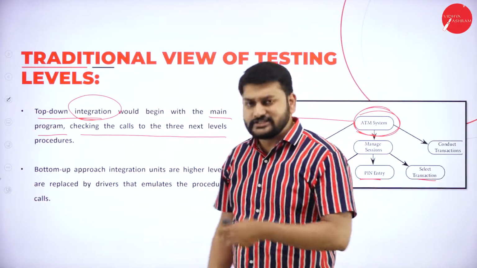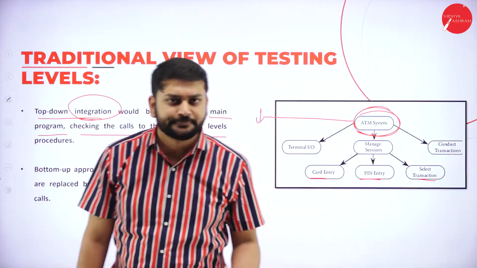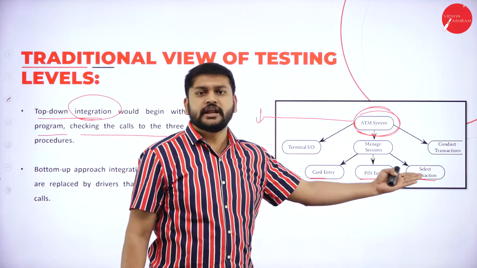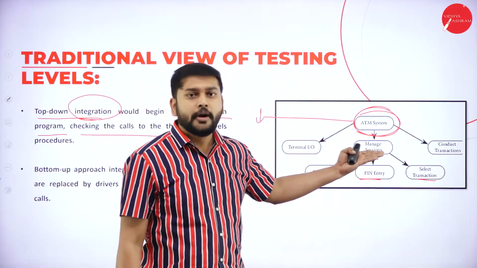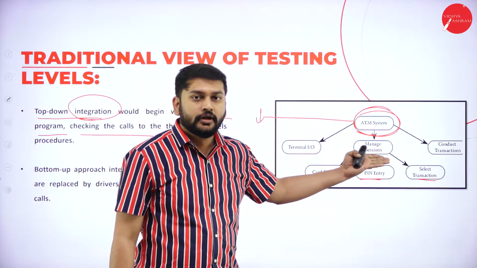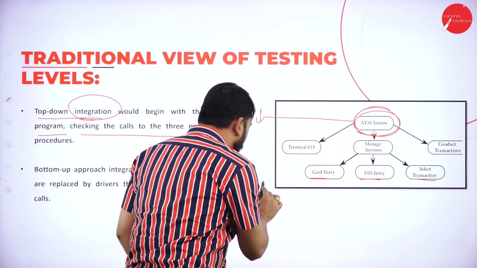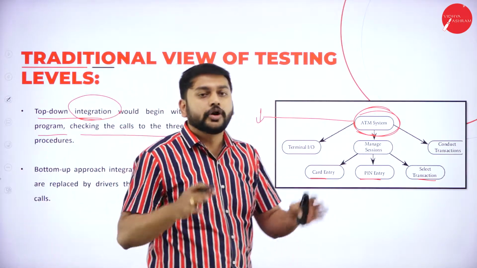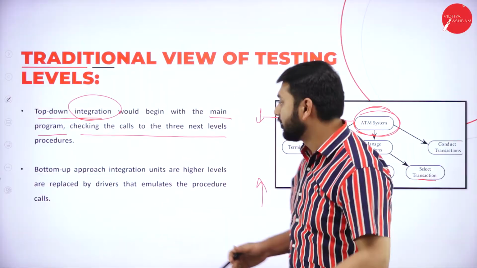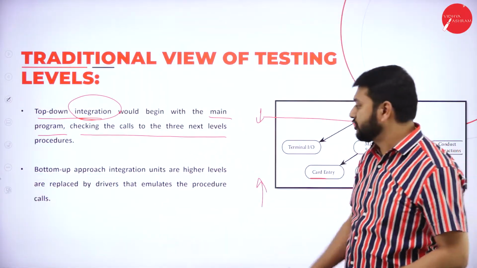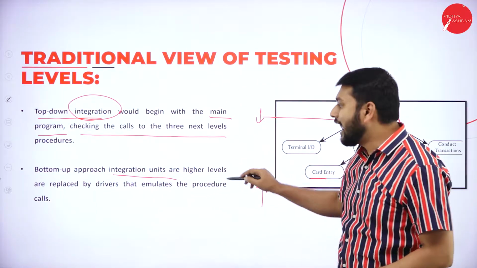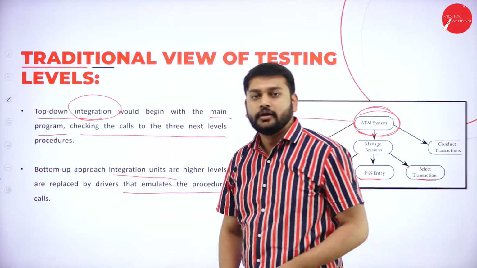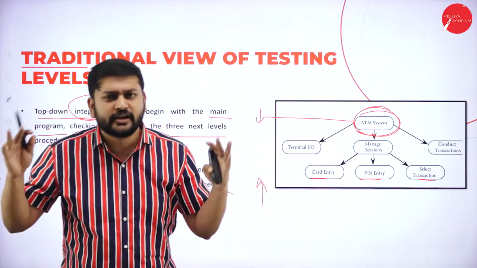Bottom-up is entirely opposite to top-down. First you take the card entry, pin entry, select transaction, then you go for manage sessions. If you go for integration this way, then I will call that bottom-up integration. That's what you need to remember here. In the bottom-up approach, integration units are high level, replaced by something that emulates the procedure call. The meaning is very simple. Let me make it very simple.